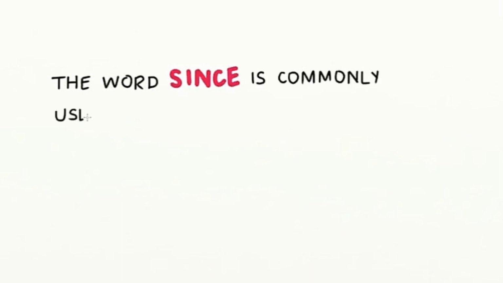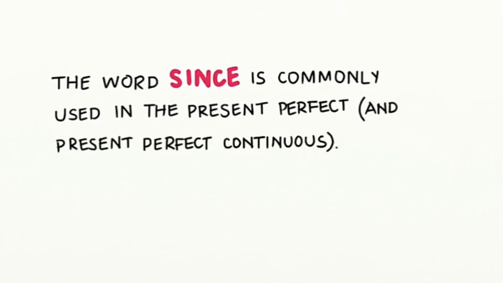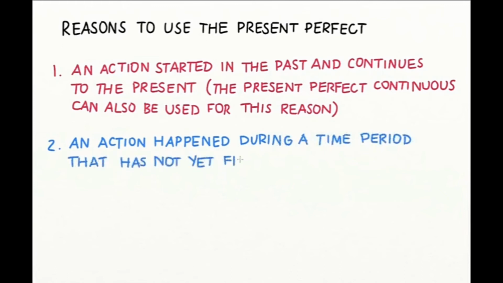So the word since is commonly used in the present perfect tense, and in the present perfect continuous tense we can also use it to indicate the time. The second reason to use it is an action happened during a time period that has not yet finished is also indicated by the present perfect tense.